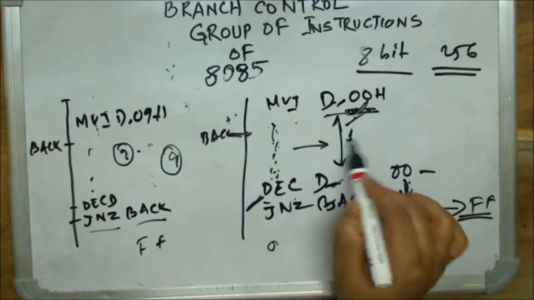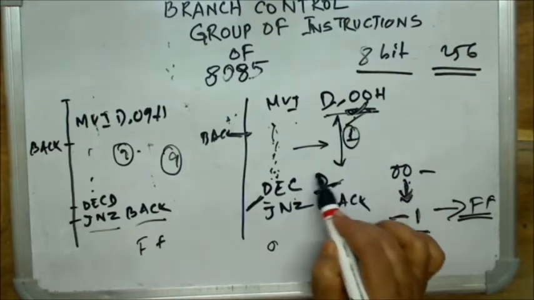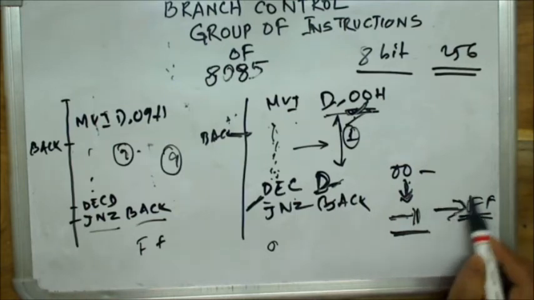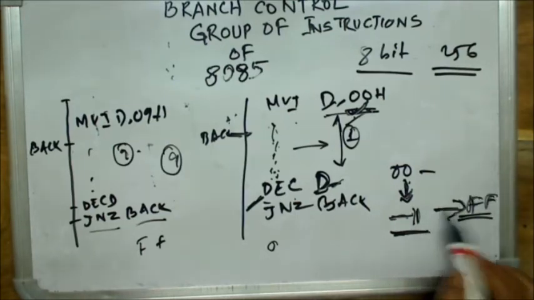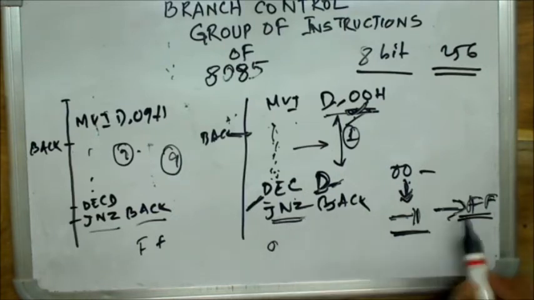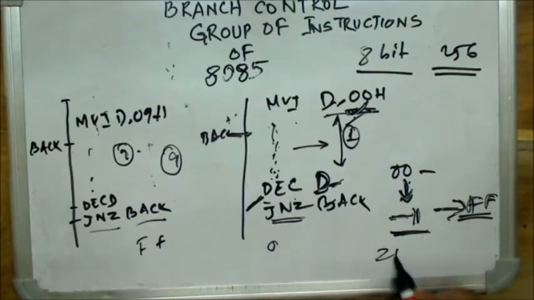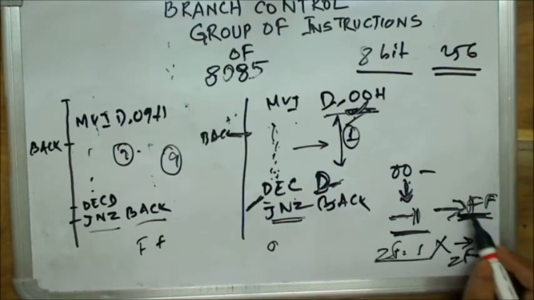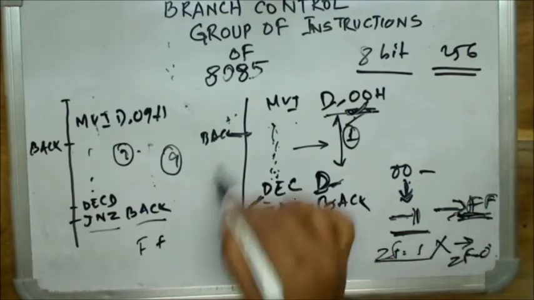It is executed one time, and then it will hit DCR D. Then 00 will become -1, so it will be FF. -1 means FF. Then jump if not zero, so it will check the zero flag. Is the zero flag set? No. The zero flag is 0 because D is FF. So it will go back.